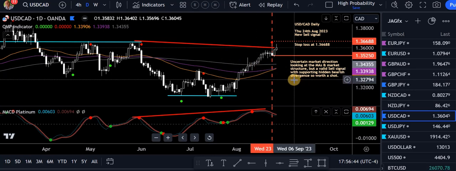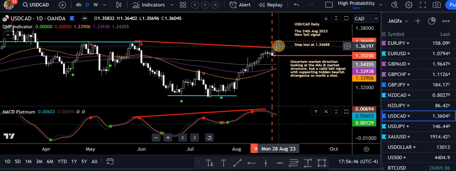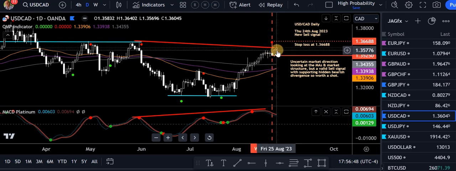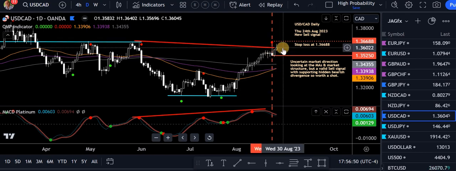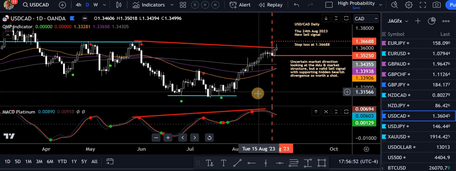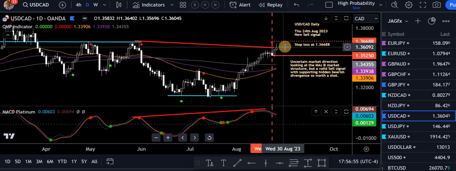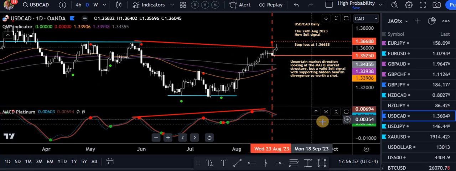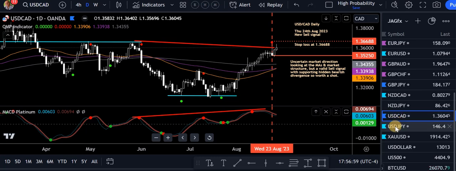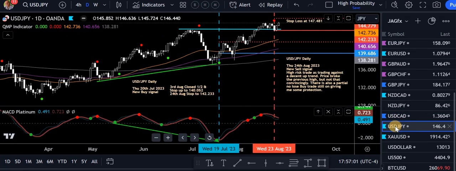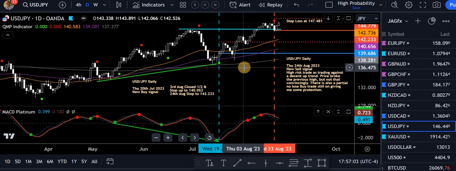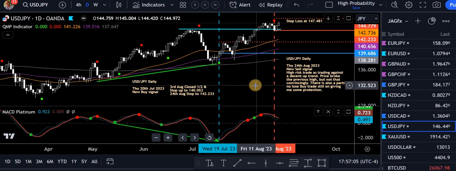All right, the stop's up here. The stop has been threatened, but Friday it's starting to drop down a little bit, so hopefully it'll keep on rolling over. If not, we get stopped out. That's the USD CAD. Sorry about that mistake. USD Japanese yen, very similar to USD CAD. It's all USD this week. You'll see in a minute. I'll show you the chart.